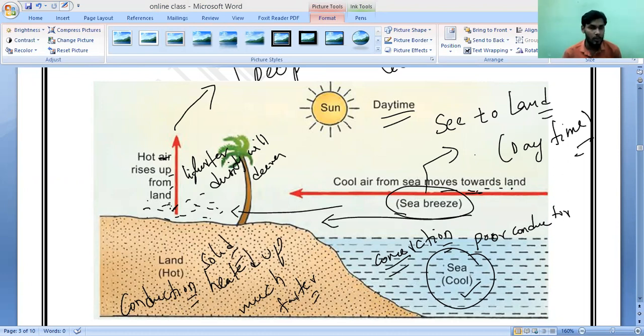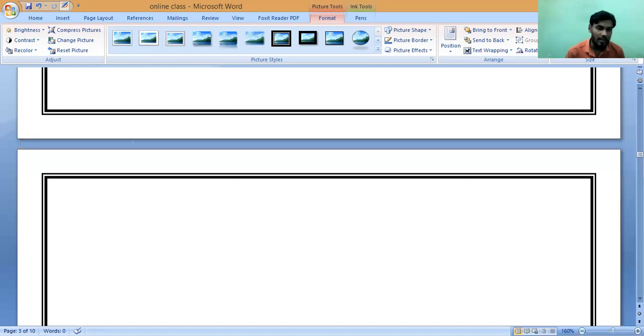In the exam also, this picture is very, very simple. You have to draw this picture. Is it okay? Now write the definition. Sea breeze: the breeze blowing from the sea towards the land.